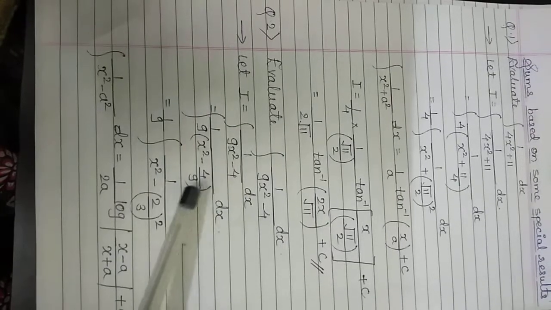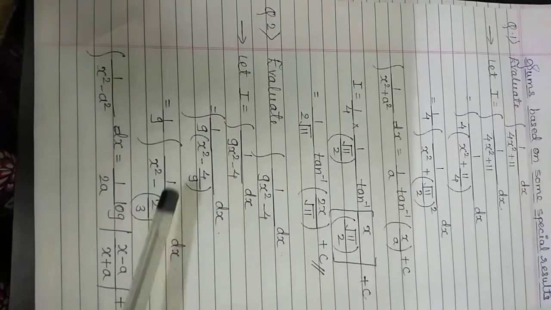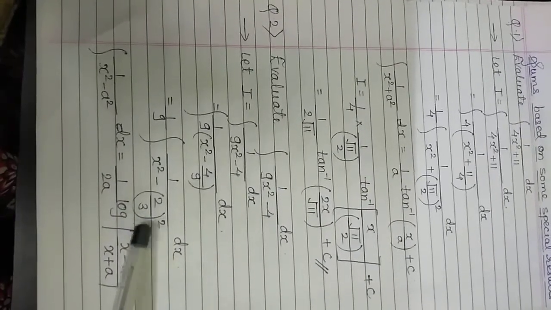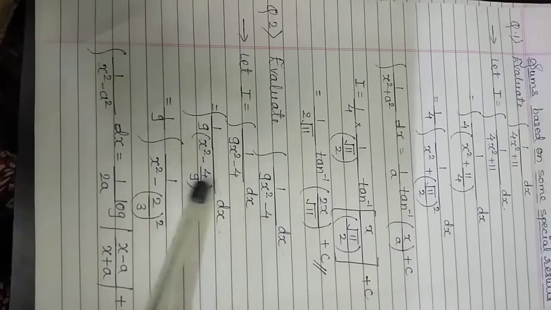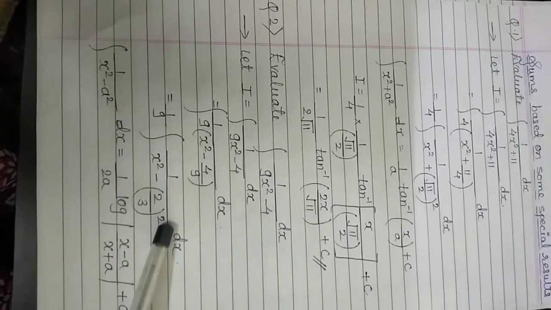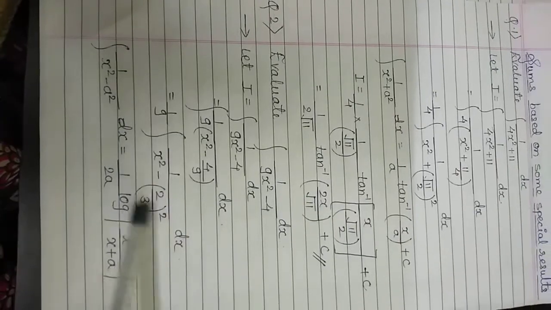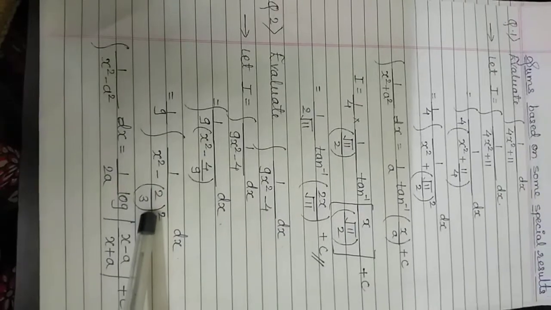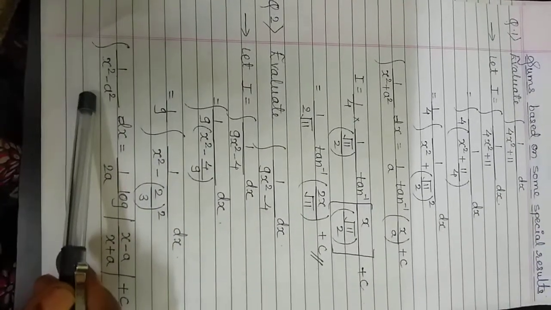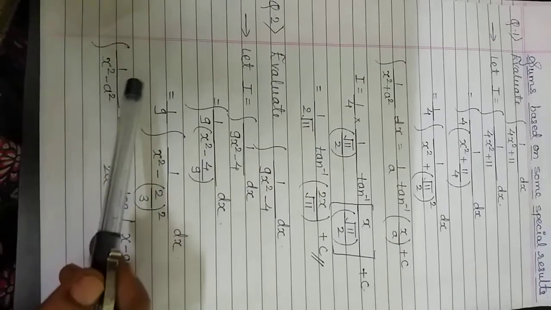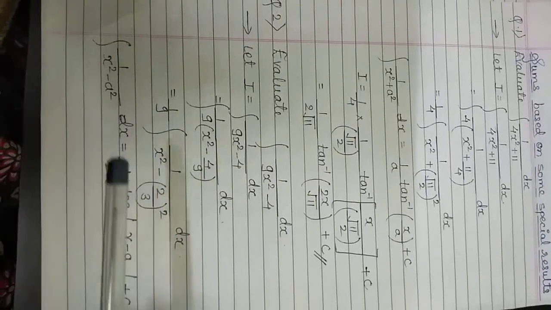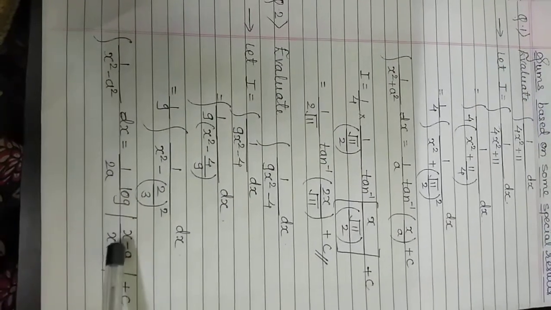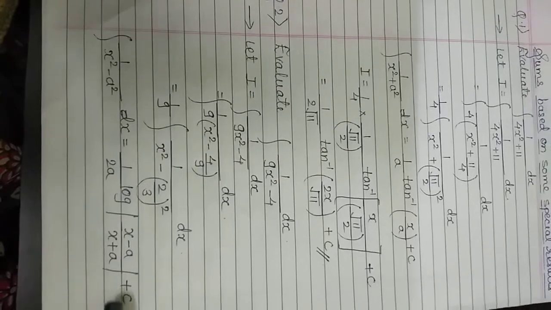Then we can write this above term as 1 upon x square minus 2 upon 3 the whole square, because square of 2 upon 3 is 4 by 9. So we can write this 4 by 9 as 2 upon 3 the whole square. Now if we observe this term carefully, then this is in the form of 1 upon x square minus a square, and that is one of the results of integration, that integration of 1 upon x square minus a square dx is 1 upon 2a log mod x minus a upon x plus a plus c.